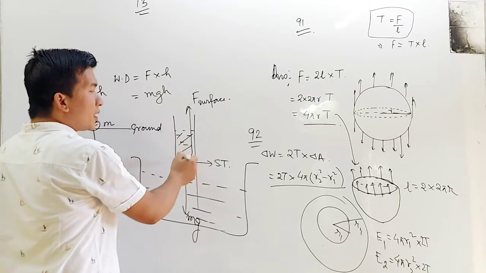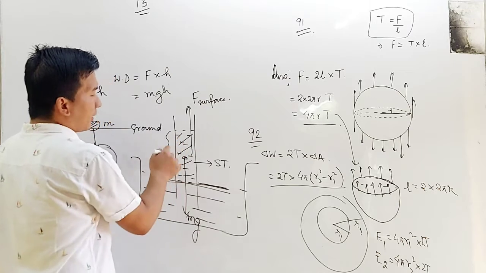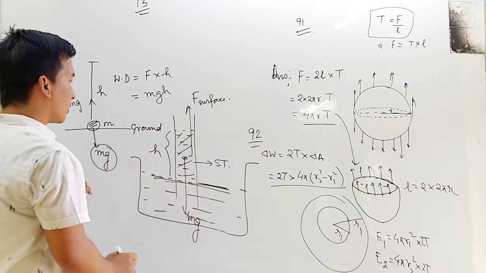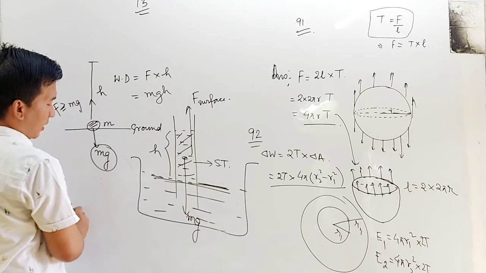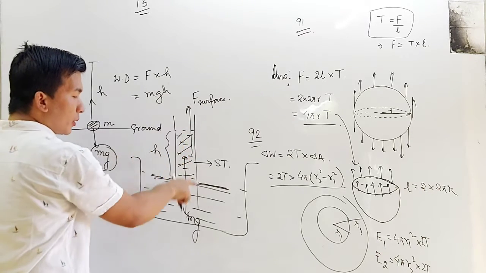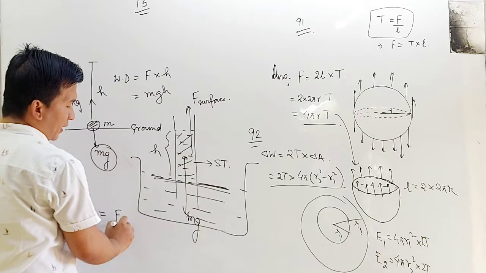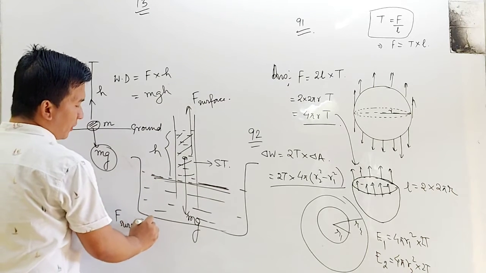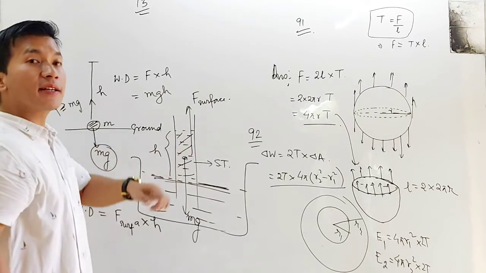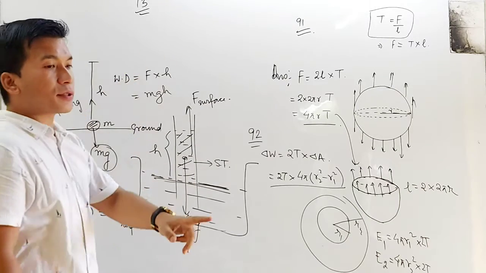much of displacement is being produced? The water level is displaced by some height h. What will be the work done for the capillary rise? The work done for capillary rise will be equal to the force required for overcoming the weight of this mass, that is, the force produced by surface tension, into the capillary rise in the capillary.